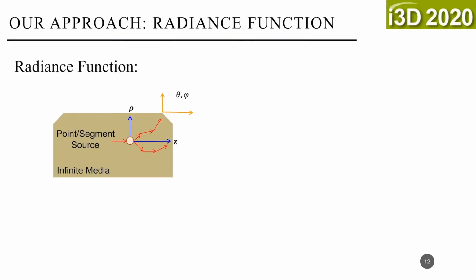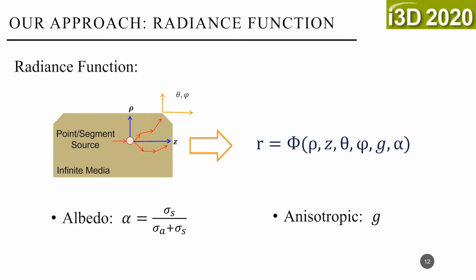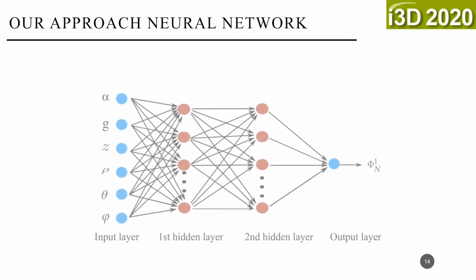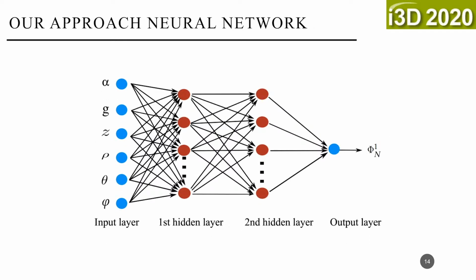We first define a radiance function. This function represents the radiance that the multiple scattering events contribute to the camera ray. The rho and z represent the scattering event position. Theta and phi represent the outscatter direction, and g and alpha represent the medium properties, the anisotropic factor and albedo. And we treat it as a regression problem. For this regression problem, we use a 2-layer neural network with 50 nodes in each layer to learn the multiple scattering function phi. The input has 6 parameters, and the output is the multiple scattering contribution.